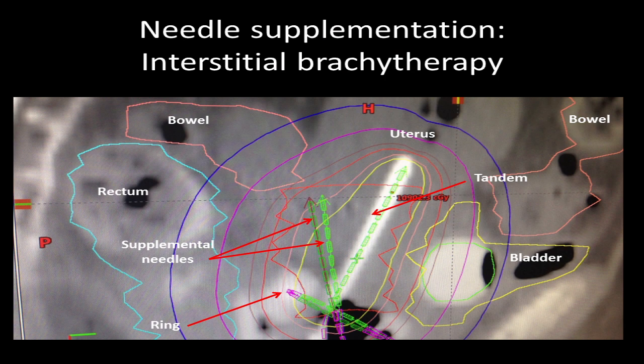For larger tumors, tumors that extend to the pelvic sidewall or into adjacent organs, it is often necessary to manipulate the radiation dose to improve tumor coverage or to spare radiation dose to normal tissues. This is accomplished with a needle supplementation to a tandem and ring or a tandem and ovoid implantation. These needles can be placed directly into or adjacent to the tumor, either through the vagina or through the perineal tissues, and allow for fine-tuning of the radiation dose.